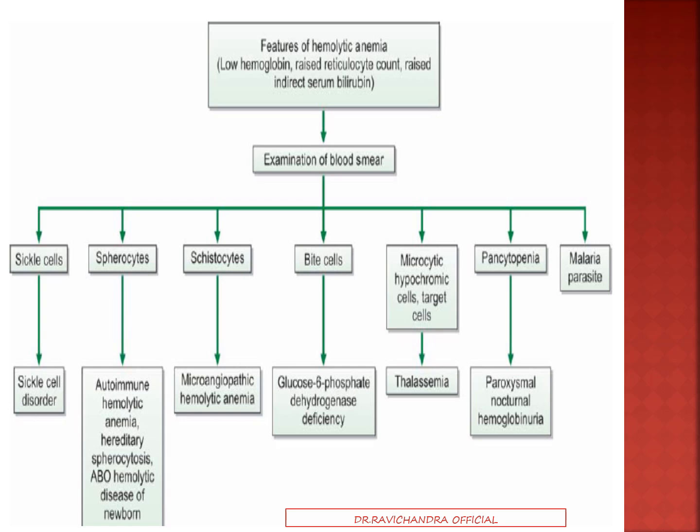If there is low RBC count, low WBC count, and low platelet count, that is pancytopenia on the peripheral smear with features of hemolytic anemia, then definitely it is a case of paroxysmal nocturnal hemoglobinuria, PNH. And if you observe a blood smear and find gametocytes or ring forms, then definitely it is a case of a malarial parasite that is causing the hemolytic anemia.